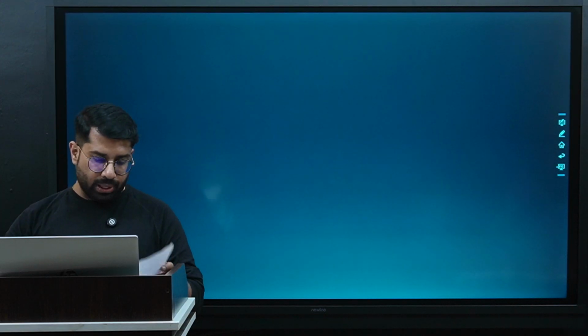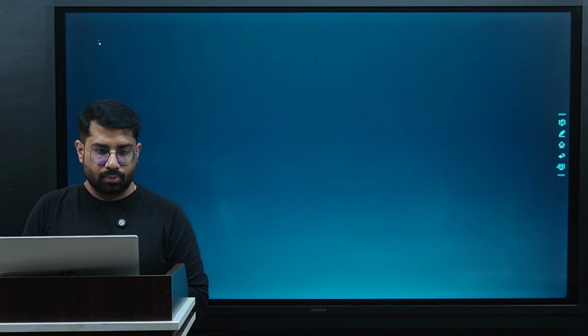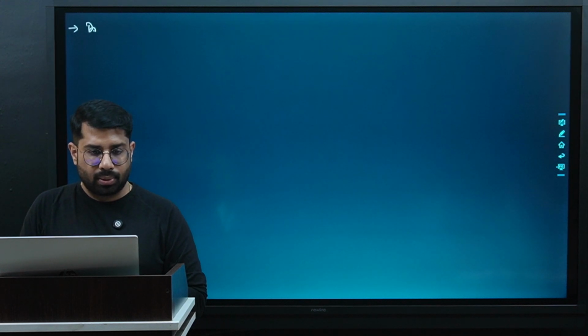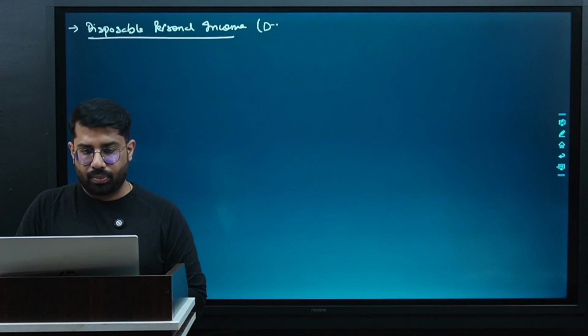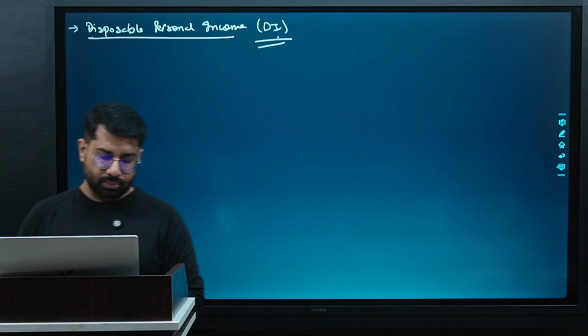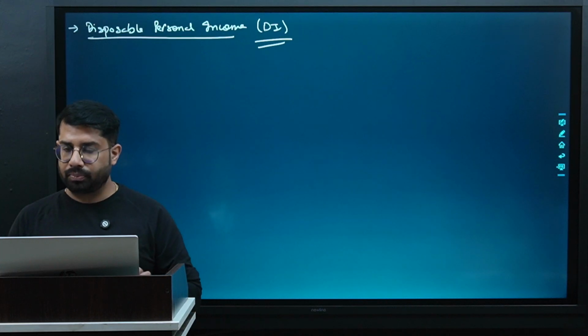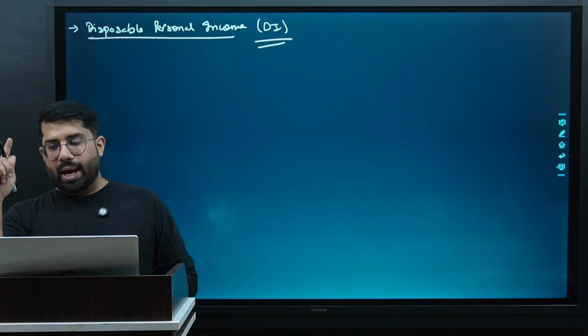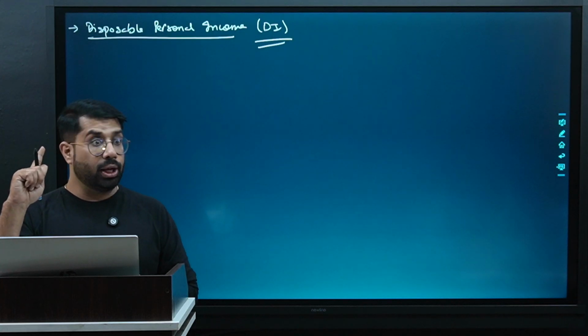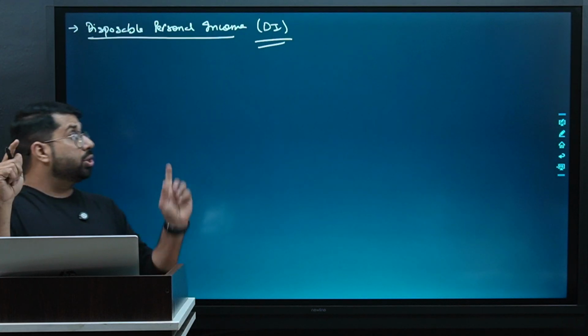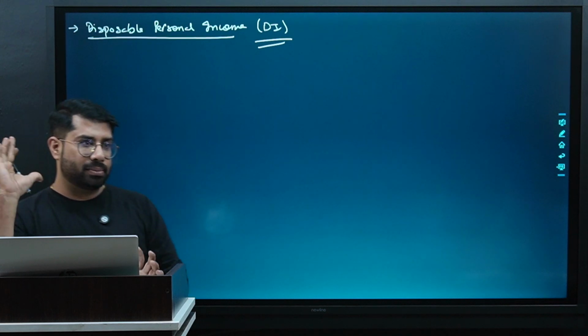We'll do the personal disposable income. Or you can simply say disposable personal income, DI. Okay, देखिए, I told you personal income is the total income received. Personal income is the total income received, and this is the actual money in hand.